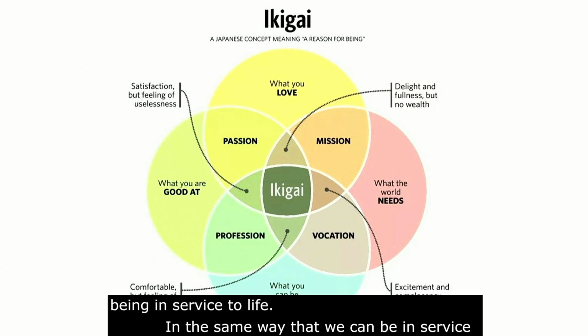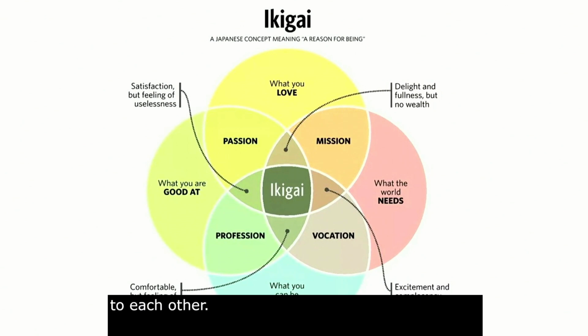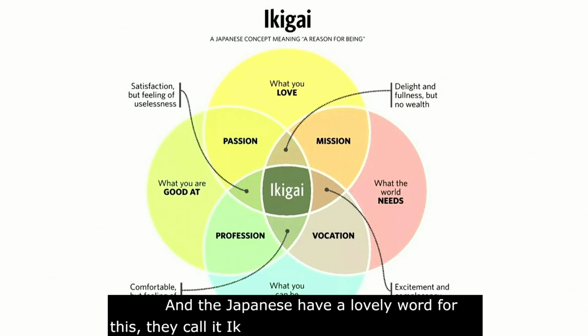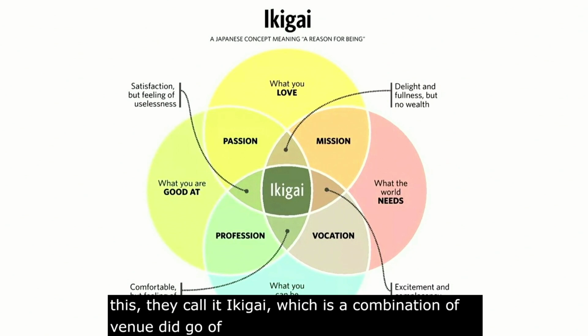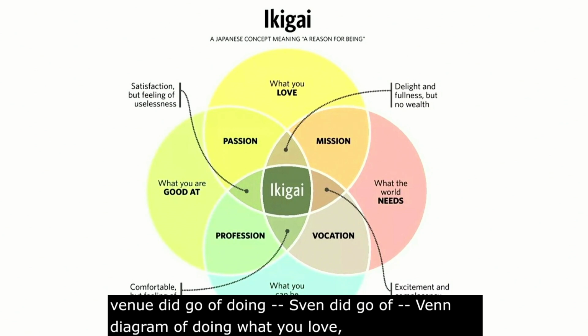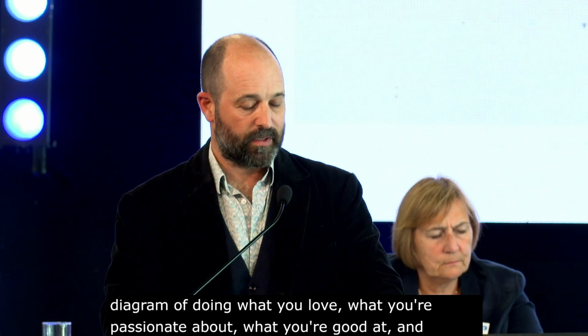And the Japanese have a lovely term for this. They call it Ikigai, which is actually a combination of a Venn diagram of doing what you love, what the world needs, what you're good at, and what you might be able to get paid for. And when you combine those 4 things, something magic happens. And that's when you live a life full of meaning and purpose.